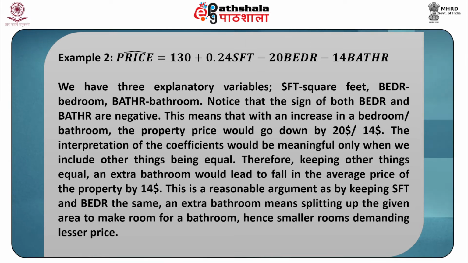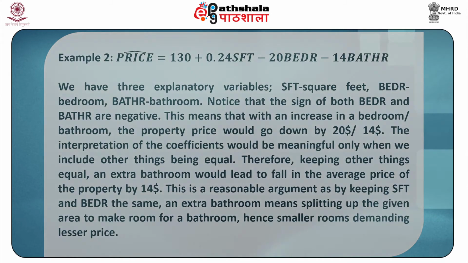This emphasizes the importance of holding other variables constant or other things being equal. The interpretation of the coefficients would be meaningful only when we include other things being equal. Therefore, keeping other things equal, an extra bathroom would lead to a fall in the average price of the property by $14. This is a reasonable argument, as by keeping square feet and bedroom the same, an extra bathroom means splitting up the given area to make room for a bathroom, hence smaller rooms demanding lesser price.